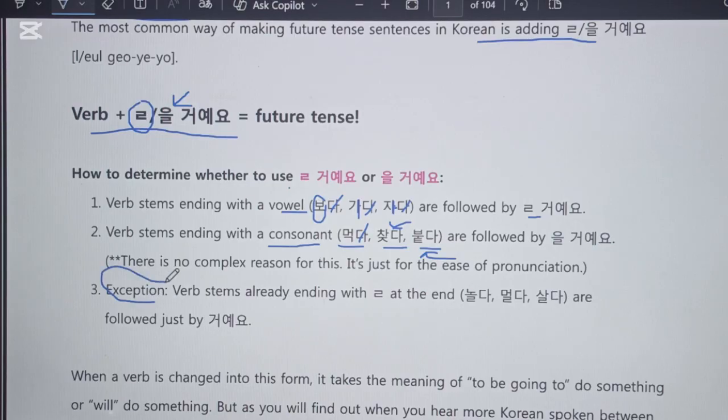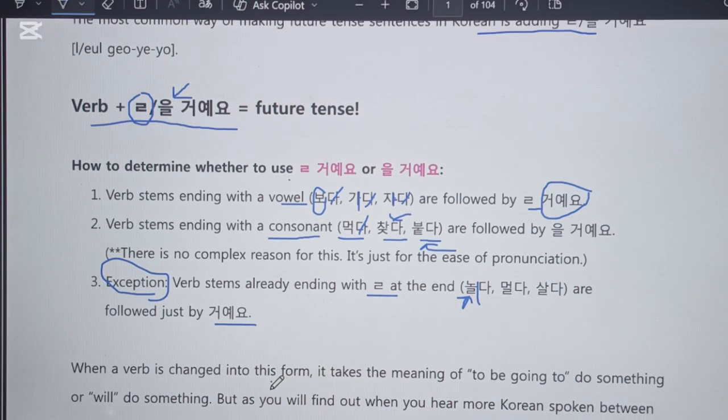We have an exception. If we have a verb stem that is already ending with the letter ㄹ, that is already ending with the ㄹ at the end. For example, 늘다 has a ㄹ at the end. We do not have to try so much to figure out what to add, so we just add this part, 거예요, because it already has the ㄹ. So 늘다 just gets 늘 거예요, 늘 거예요, 물 거예요, 솔 거예요, 살 거예요, right? So we just add this because they already have the ㄹ.